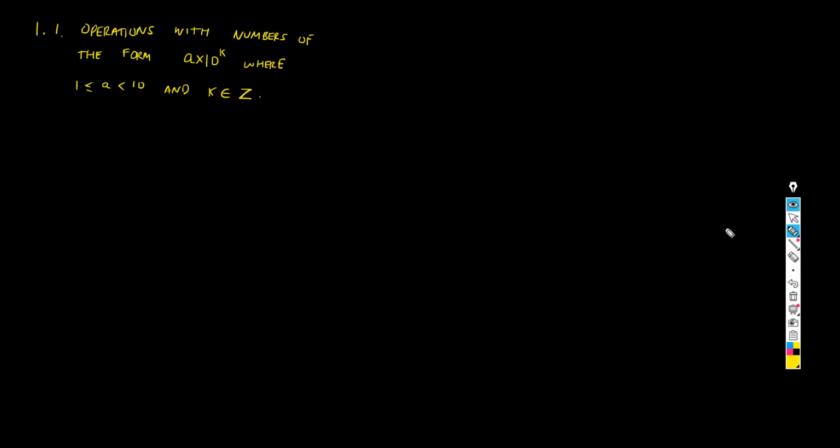Hello class, welcome to the first subtopic from topic 1, which is 1.1, operations with numbers of the form a times 10 to the k, where the following requisites should be met: a must be greater or equal than 1 and less than 10, and k, this exponent here, should be an element of the integers. I hope that you know by now that this symbology means what I just said.